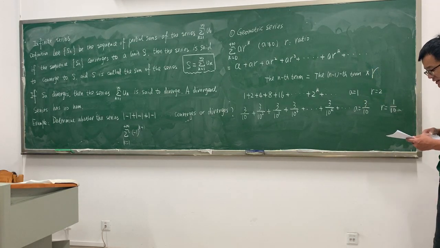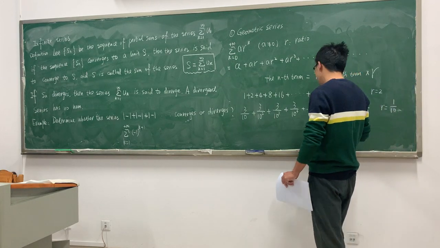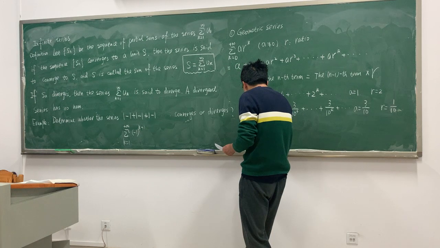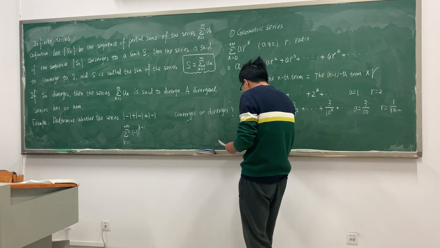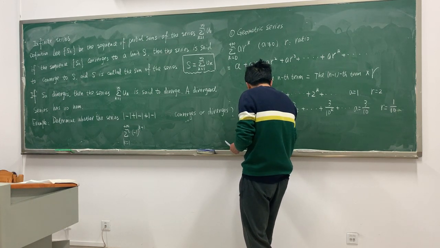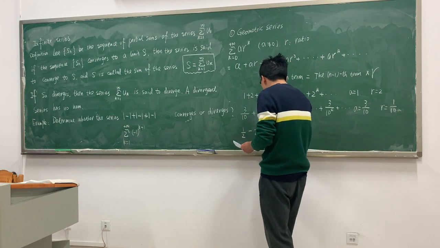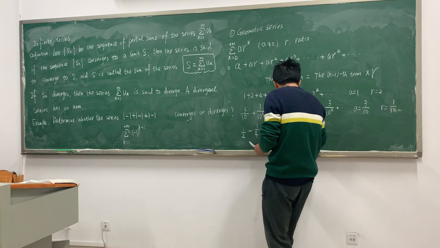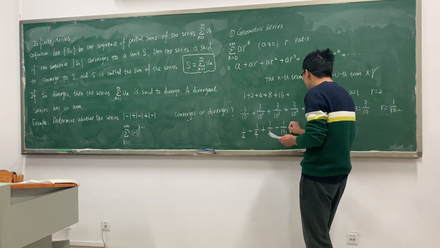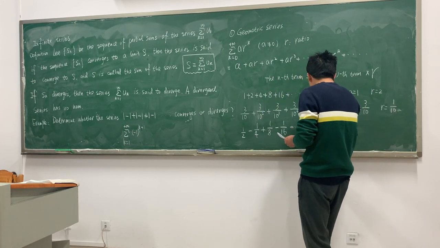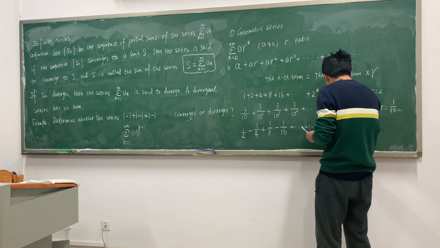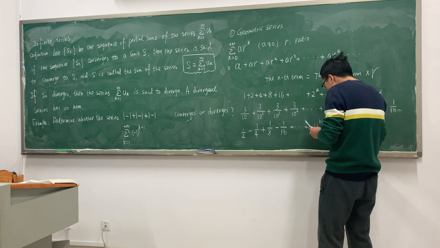Now we see another series here: 1 by 2 minus 1 by 4 plus 1 by 8 minus 1 by 16, plus, minus, and so on. The general term is minus 1 to the power k plus 1 times 1 by 2 to the power k.